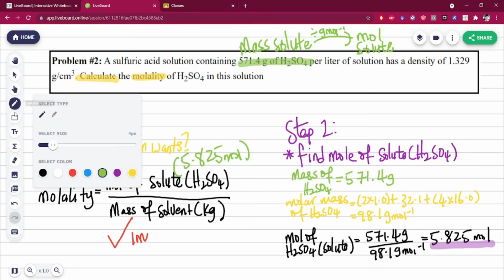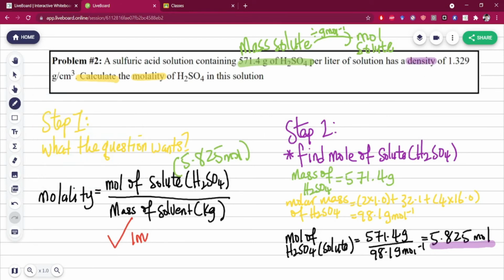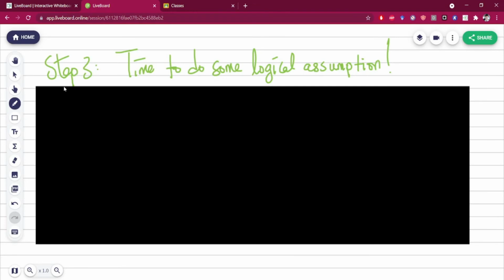But when you look at the question, it doesn't give you another concentration measurement. It has a density, yes, just like what we have looked at in problem number one, but it doesn't give you molarity or percentage by mass or mole fraction. It gives you only this piece of information. Then how are you going to do the assumptions? So this one is quite tricky. So you need to read the question carefully and you need to understand what the question gives. So in step three, this is the time you would be able to do some logical assumption. But in this question, it will be slightly different. That's why this is considered a higher order thinking skills type of question.